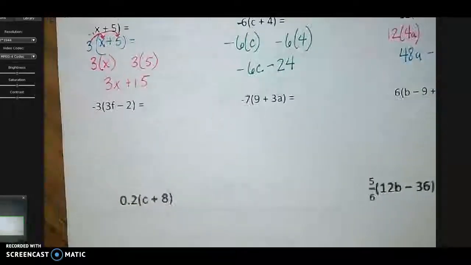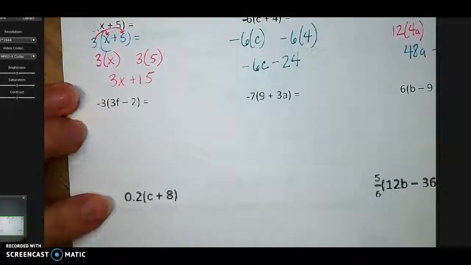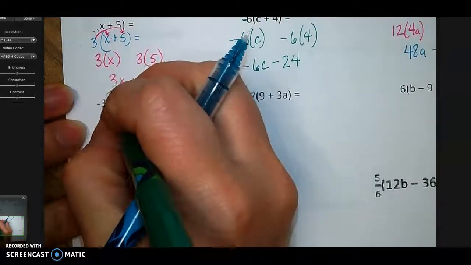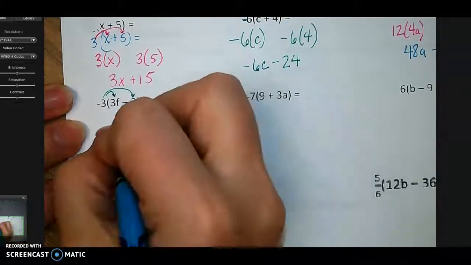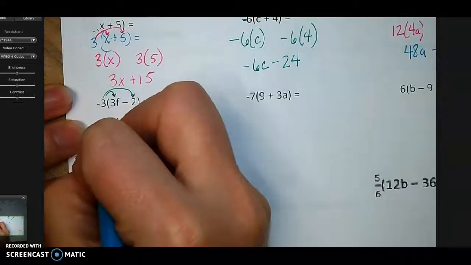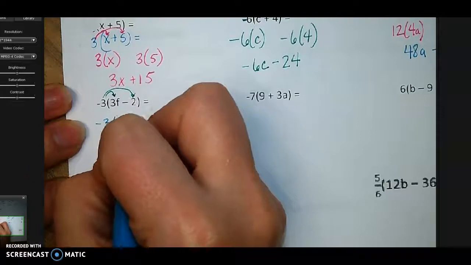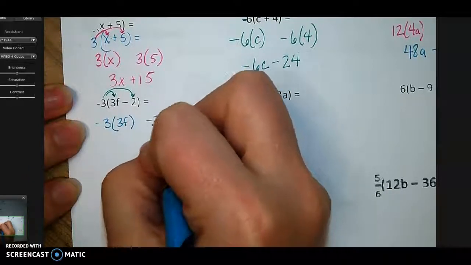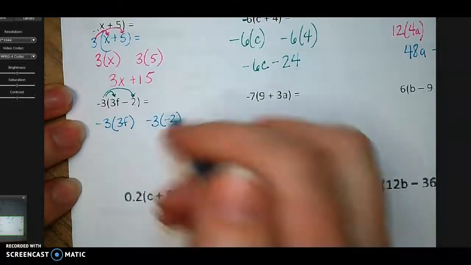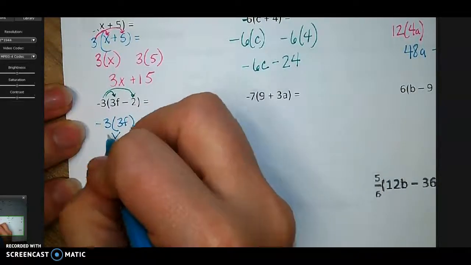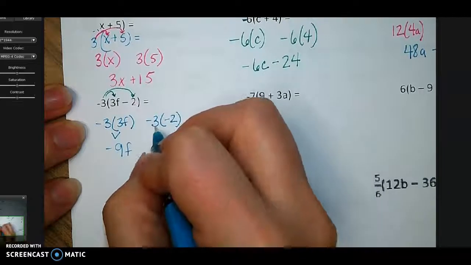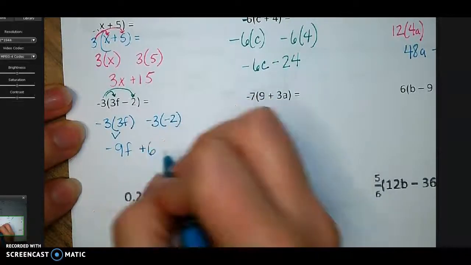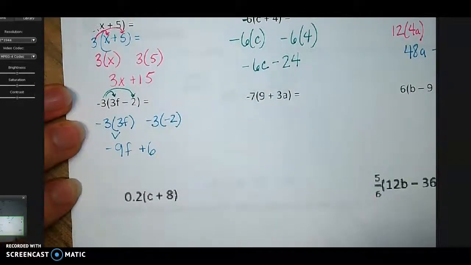Moving along here, I've got negative 3 times 3f, and negative 3 times, like I said once again, I like to think of it as negative 2. So negative 3 times 3f, and negative 3 times negative 2. This is going to get me a negative 9f, because a negative times a positive gives me a negative. And the negative 3 times negative 2 is going to give me a positive 6.